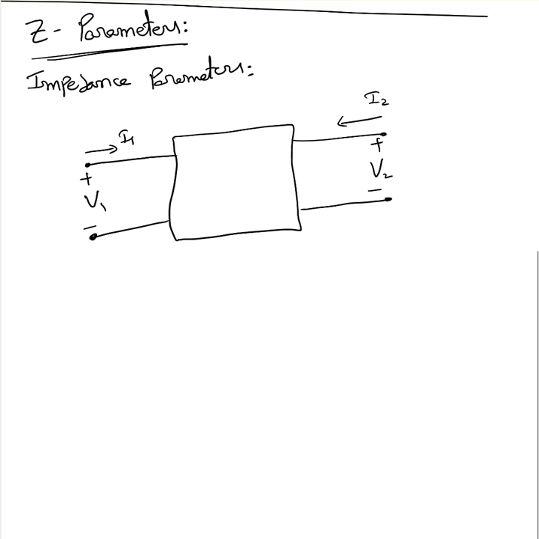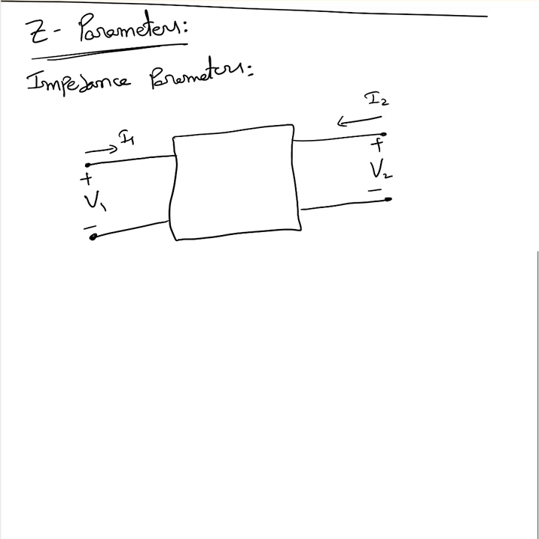Whenever you see a circuit, sometimes in this black box I might give you some elements like a resistor, inductor, or capacitor, something like this. Sometimes I might not give you those elements. So I don't know what is in that black box.